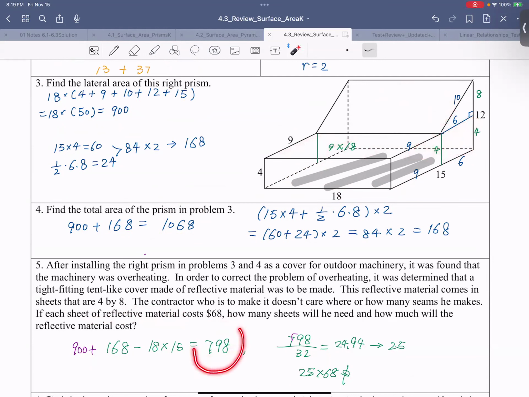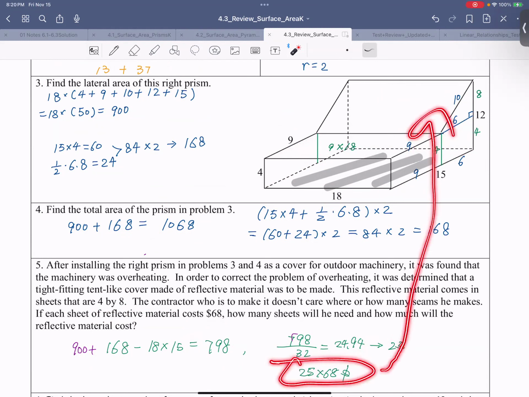And then you use this area, you have this material sheet that is 4 by 8, which is 32. So you do this division. This gives you 24.94. You cannot just use 24. If you use 24, there will be some area not being covered. So you want to use 25 sheets, and each one costs $68. That's going to be the cost that you need to cover this.